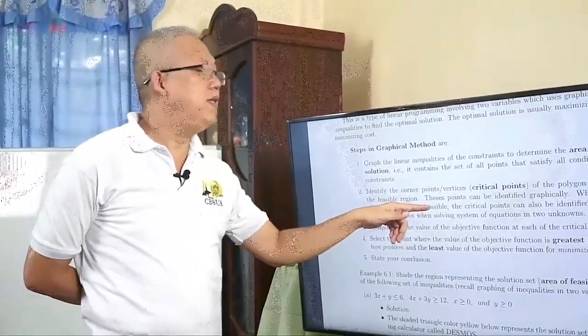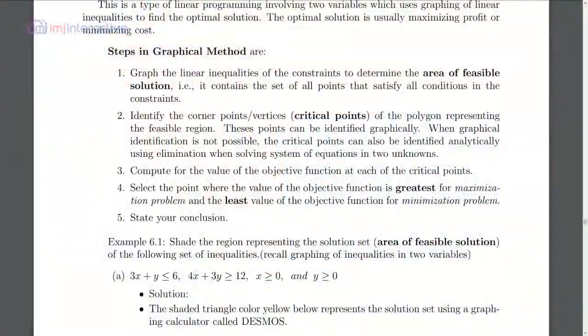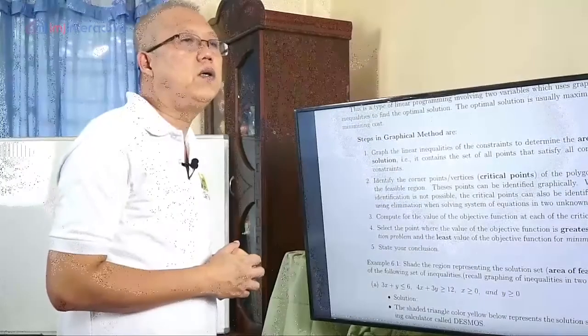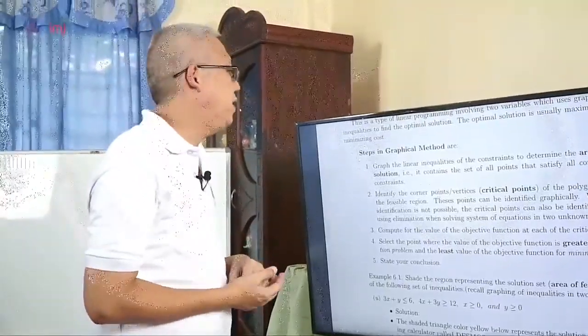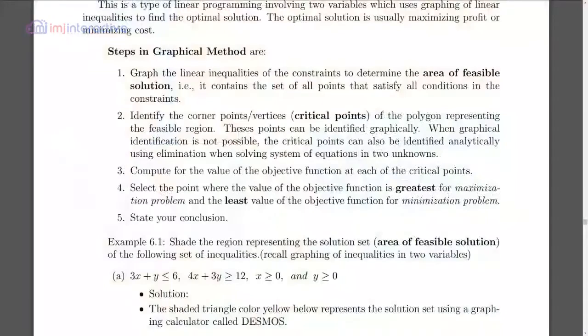Now these points can be identified graphically. When graphical identification is not possible, then the critical points can also be identified analytically using elimination involving a system of linear equations. Step number 3 means we have to compute for the value of the objective function at each of the critical points. Step number 4, select the point where the value of the objective function is greatest when you are solving for a maximization problem, and the least value of the objective function for a minimization problem. And last, you have to state your conclusion.